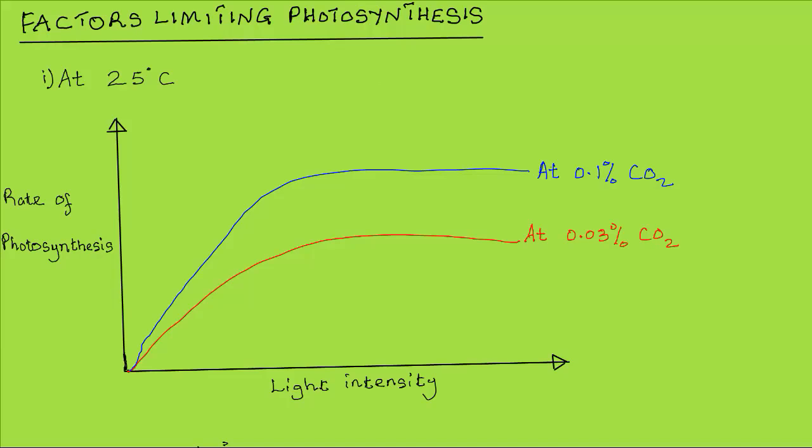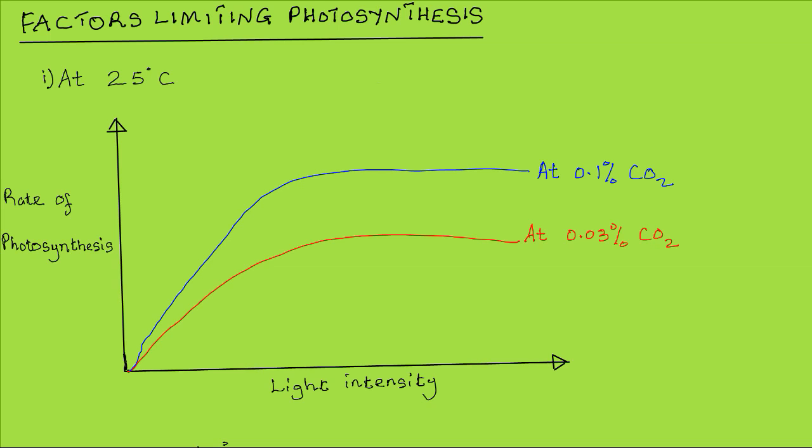Factors that limit the process of photosynthesis. Now, a limiting factor is any factor that prevents or limits the increase in the rate of a reaction when all the other factors are at optimum levels. Photosynthesis, like many other processes, is affected by several factors, and when any one of these factors is at its lowest level, then it's going to limit the rate at which photosynthesis will be taking place.